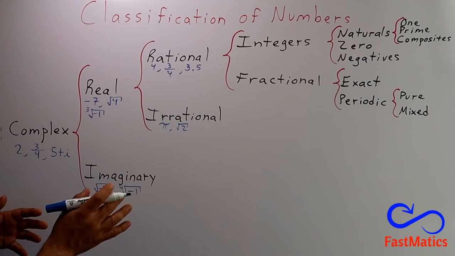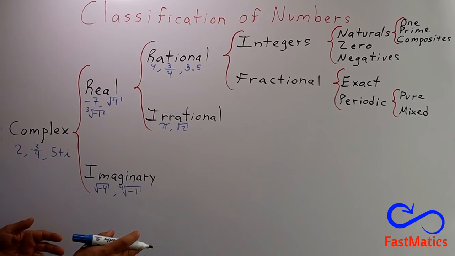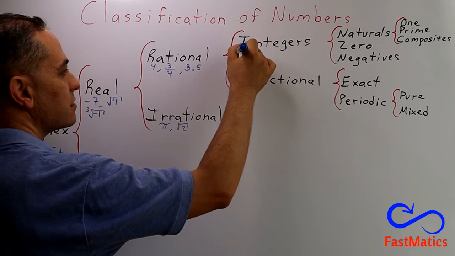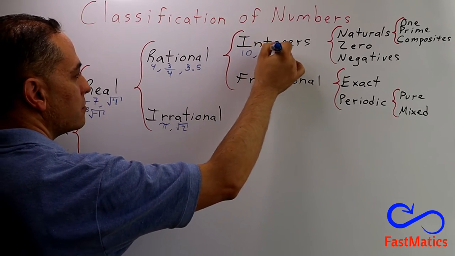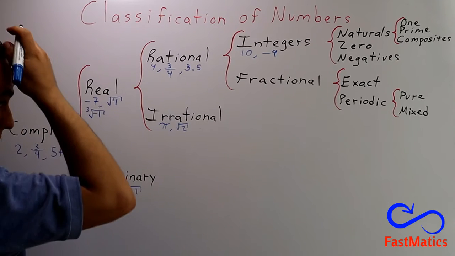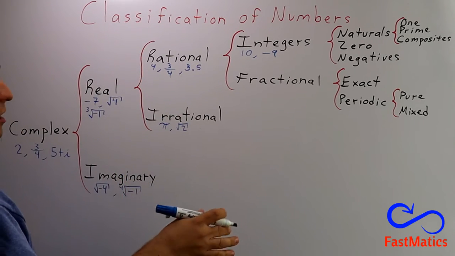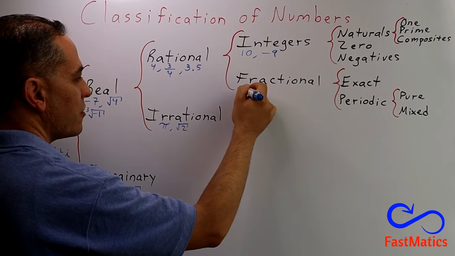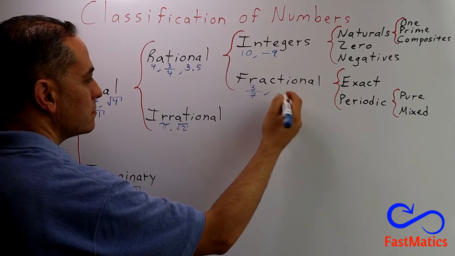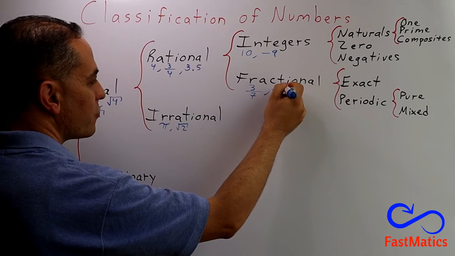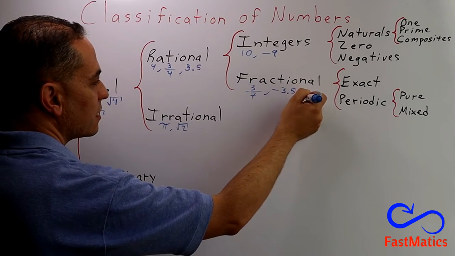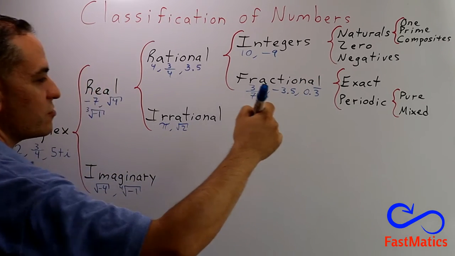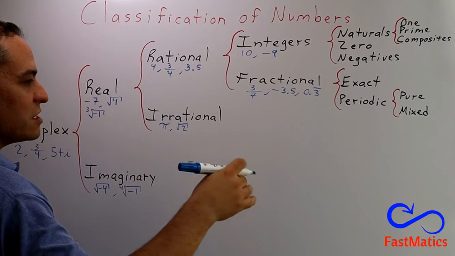So, integers are those numbers that don't have decimals. For instance, 10, minus 9, etc. And fractional numbers are those with decimals. For instance, 3/7, minus 3.5, 0.333, etc. to the infinite.